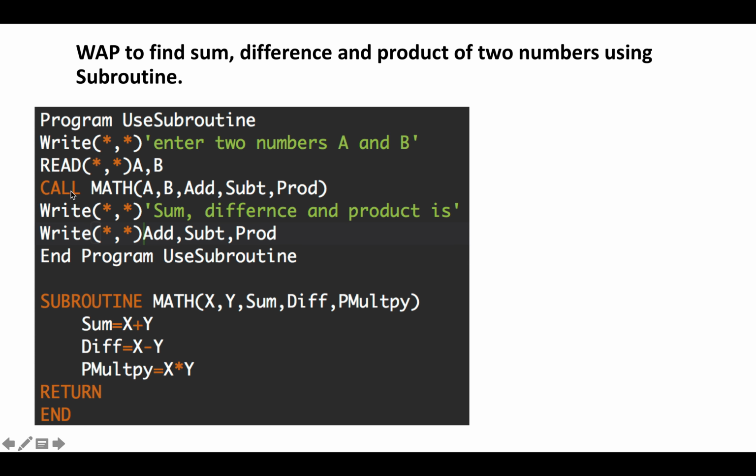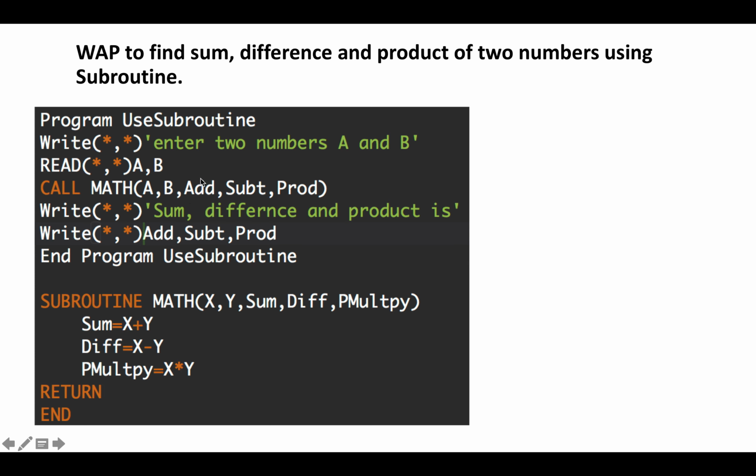Then I call the subroutine by call. Name of subroutine, I defined it as math. I give the arguments a, b. These are two numbers entered by the user. Then another three arguments: add, subt, short for subtract, and prod, short for product, separated by commas. These are the variables through which we'll get output from the subroutine back to this program.